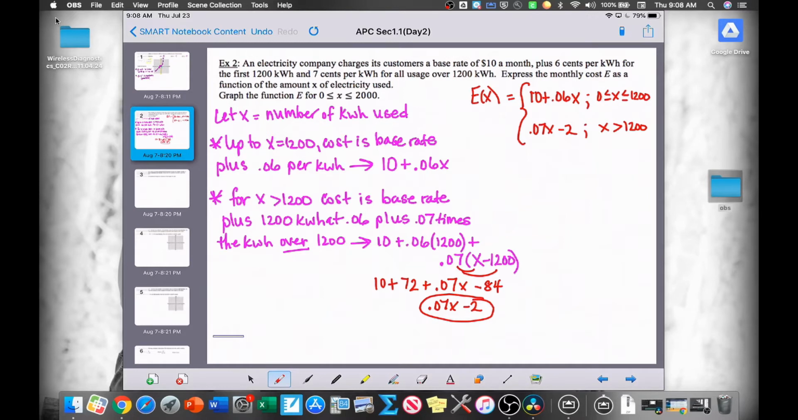Okay, and if it bothers you that I wrote the first equation with the y-intercept first and the slope second, and then the second equation with the slope first and the y-intercept second, don't be bothered by that. You can certainly change it around.